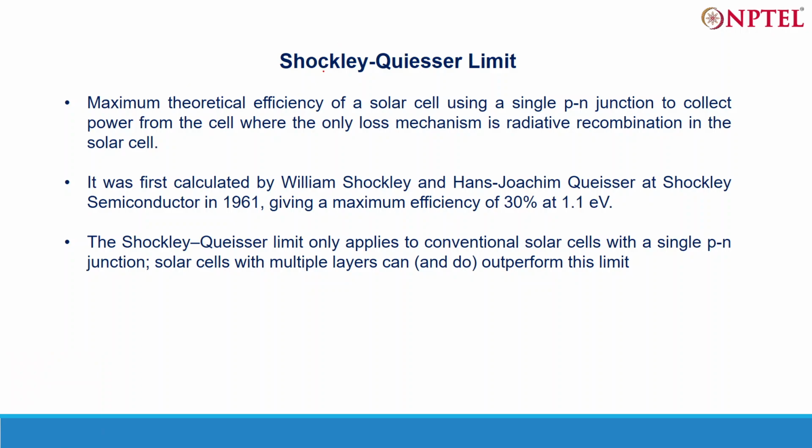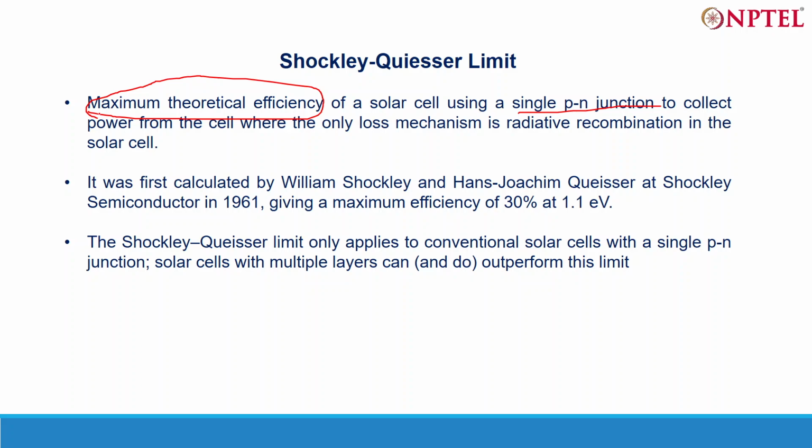Okay, so what is the Shockley-Queisser limit? The Shockley-Queisser limit basically tells about the maximum theoretical efficiency of a solar cell using a single PN junction. Focus on this single PN junction. It is not talking about multiple PN junctions. It's the maximum theoretical efficiency of a solar cell. So what can be the maximum efficiency of a solar cell?